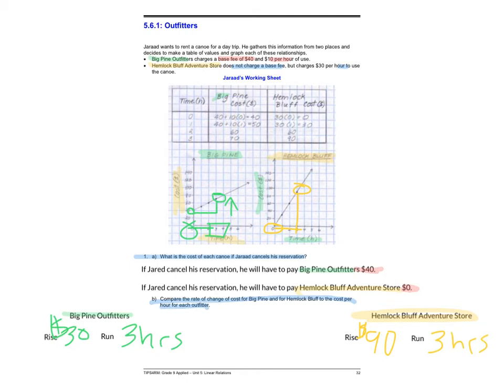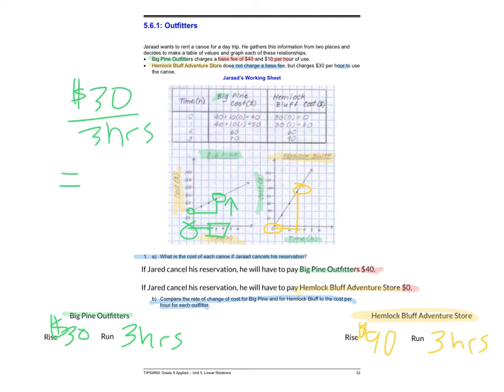We need to figure out our rise over run. So, for Big Pine Outfitters, rise is $30. Our run is 3 hours.